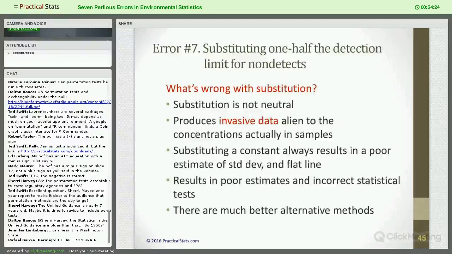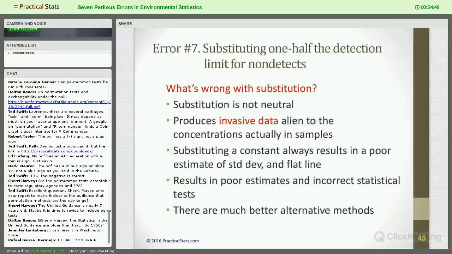And then finally, substitution. Substituting 1/2 the detection limit for non-detects has been the most common method in the past for dealing with non-detects, either 1/2 or the detection limit itself, or 1 over the square root of 2 times the non-detect. Any of those values, whether it's 1, 1/2, 2/3, 0.01573998, whatever value you want to multiply times the detection limit, has problems.